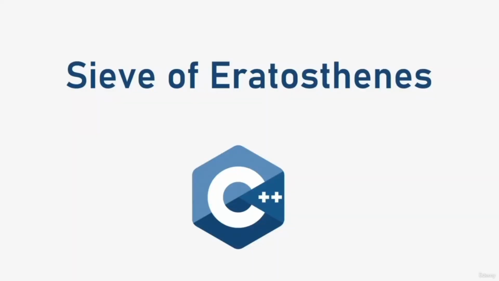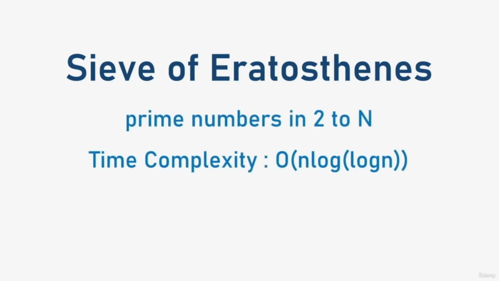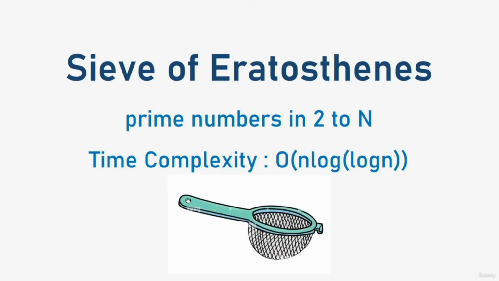Hey guys, so in this video tutorial, we are going to discuss the Sieve of Eratosthenes algorithm. The Sieve of Eratosthenes algorithm is used to find the prime numbers in any interval from 2 to n. The time complexity of this algorithm is very low, which is big O of n log n. And that is why this is the best algorithm to find the prime numbers. In this algorithm, we filter out the non-prime numbers, and that is why the algorithm is called a Sieve.